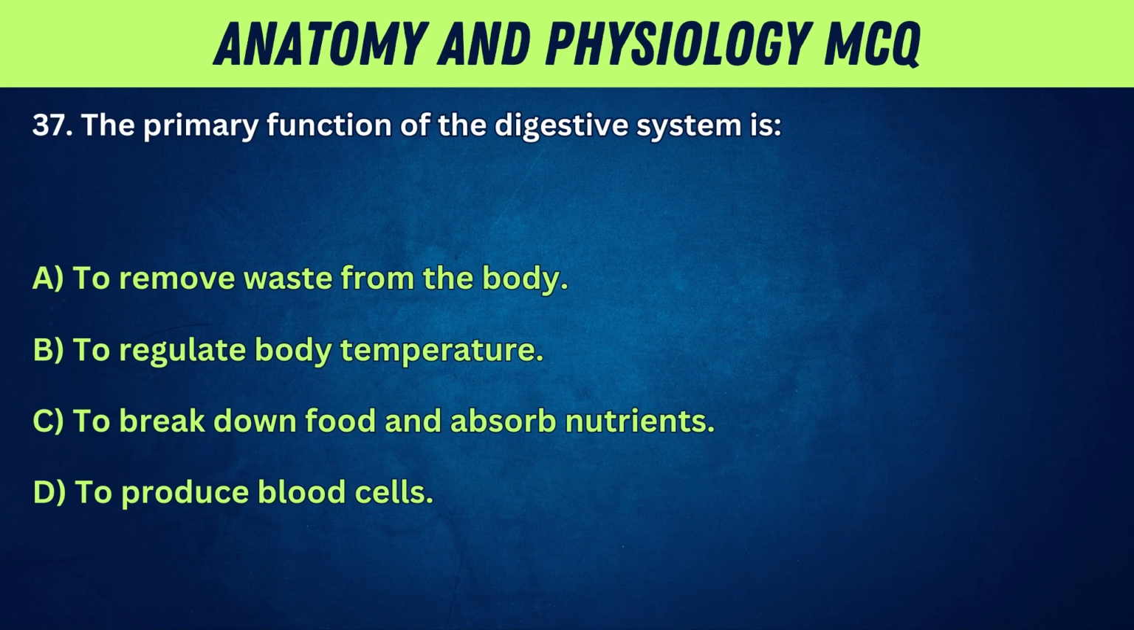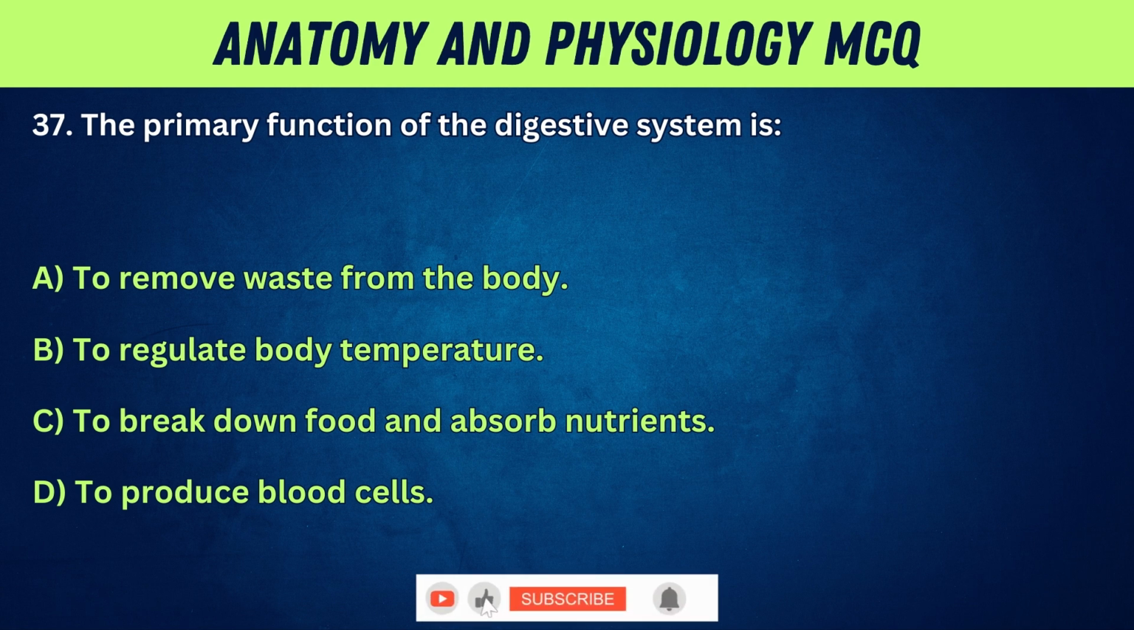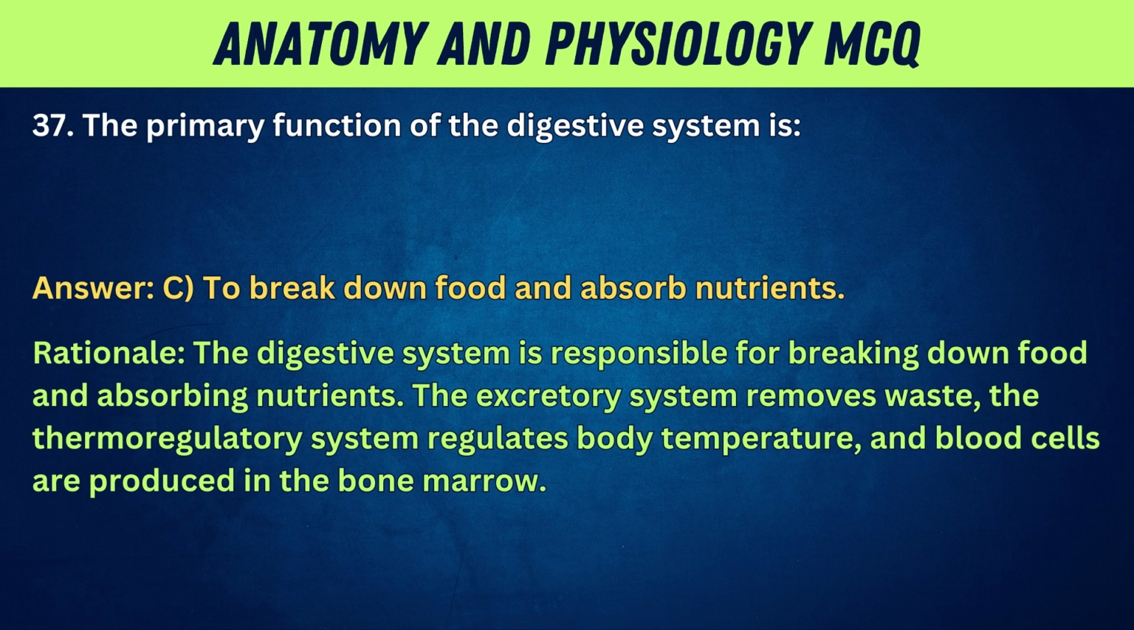37. The primary function of the digestive system is A. To remove waste from the body. B. To regulate body temperature. C. To break down food and absorb nutrients. D. To produce blood cells. Answer: C. To break down food and absorb nutrients. Rationale: the digestive system is responsible for breaking down food and absorbing nutrients. The excretory system removes waste. The thermoregulatory system regulates body temperature, and blood cells are produced in the bone marrow.